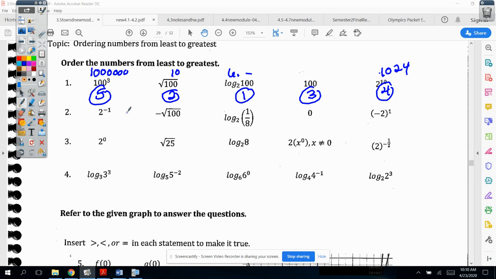Okay, now for these, I get 1 over 2, which is 1/2. This will be negative 10. This will be a negative exponent. 2 to the negative third is 1/8. That's just 0. And this will be negative 2. So which one of these is the smallest? Negative 10 is the smallest, then negative 3, then negative 2, 0, then 1/2.